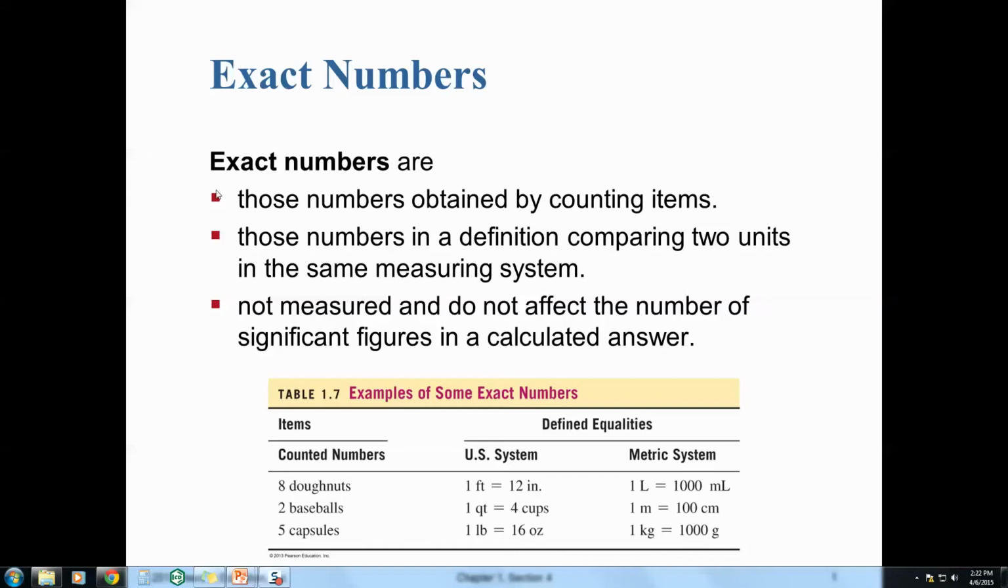The other place that we have exact numbers is when we are talking about the relationship between two different units in the same measurement system. For example, within the US system, 1 foot is defined as containing exactly 12 inches. Or in the metric system, 1 kilogram is defined as containing exactly 1,000 grams. There's no error in these relationships. They are exact.